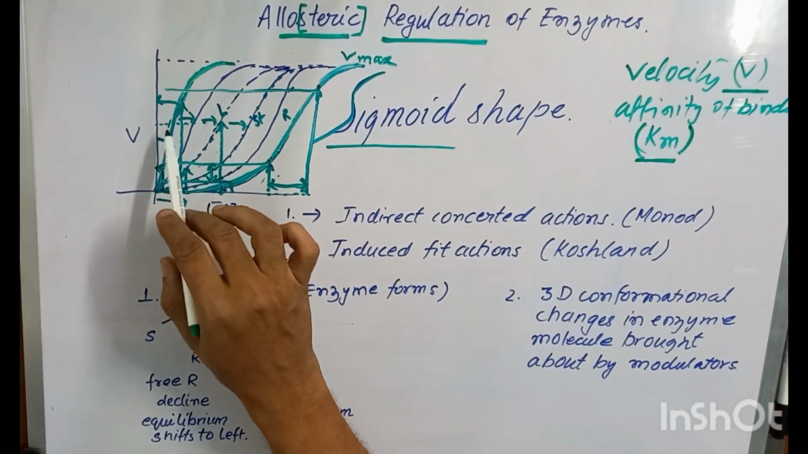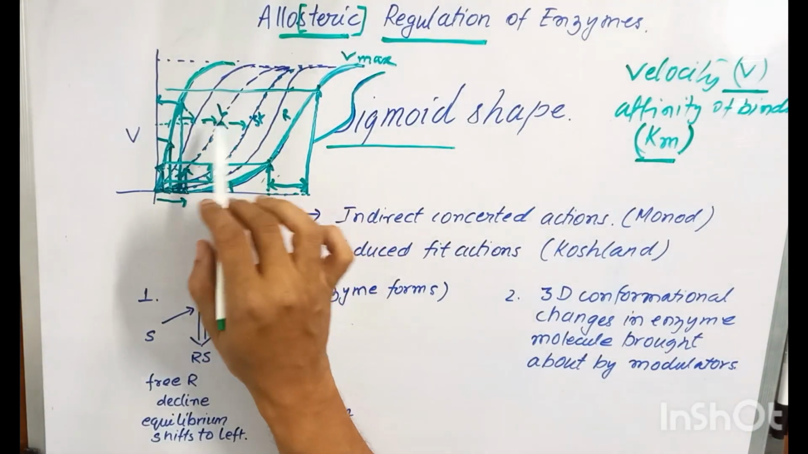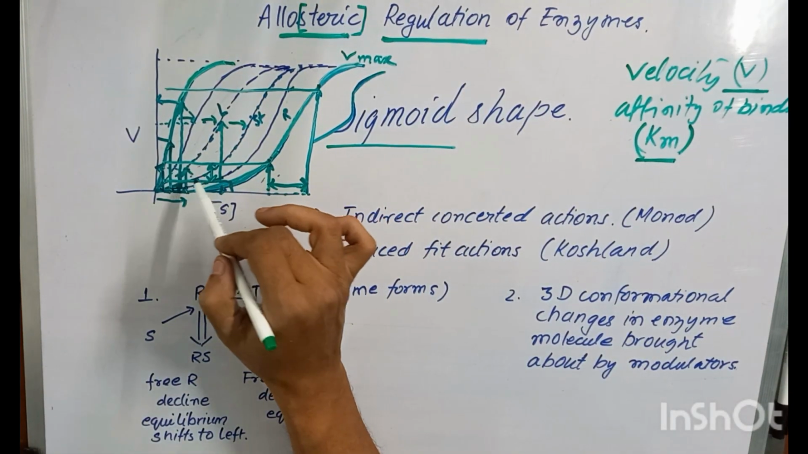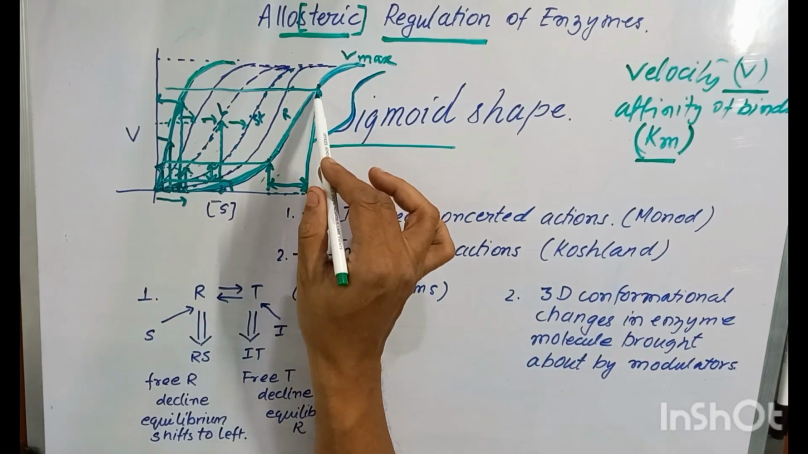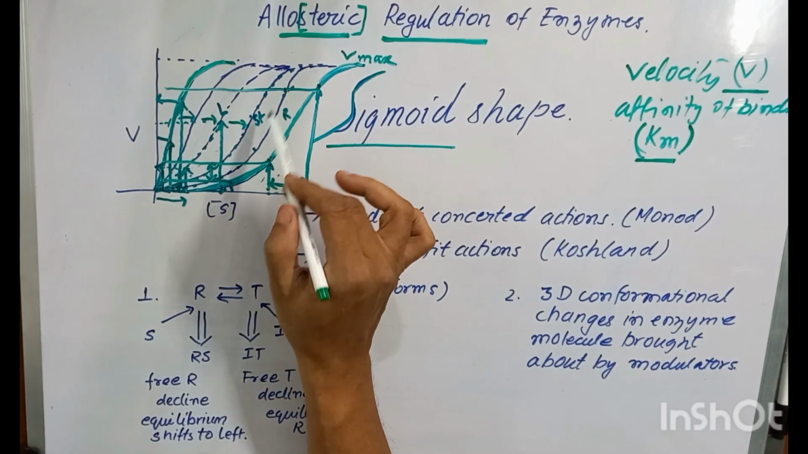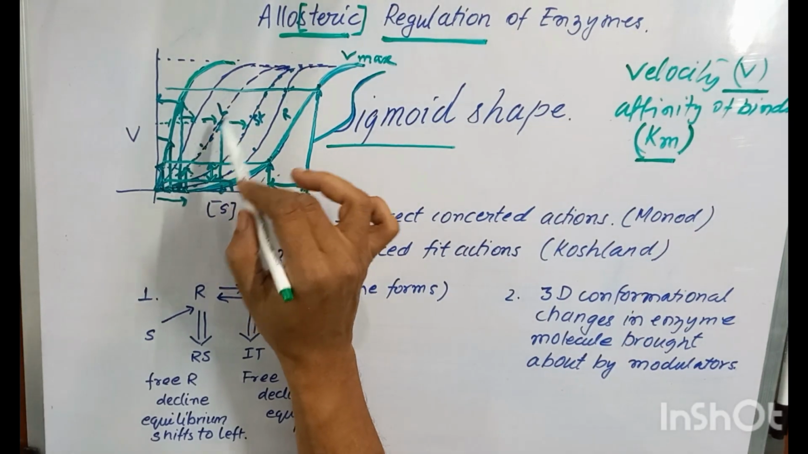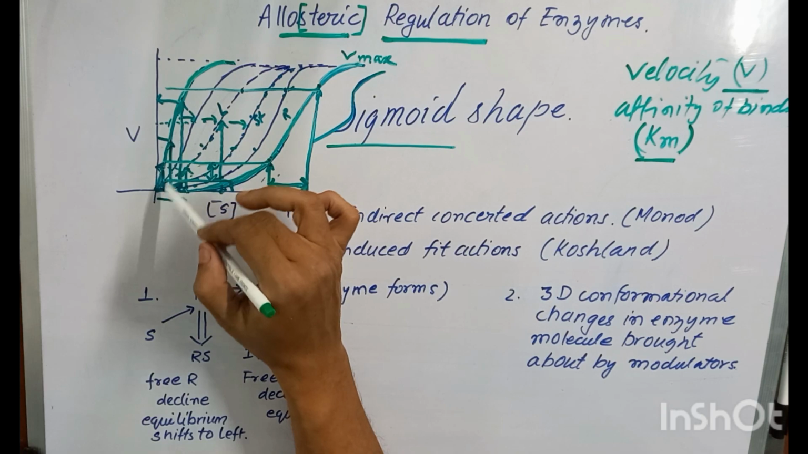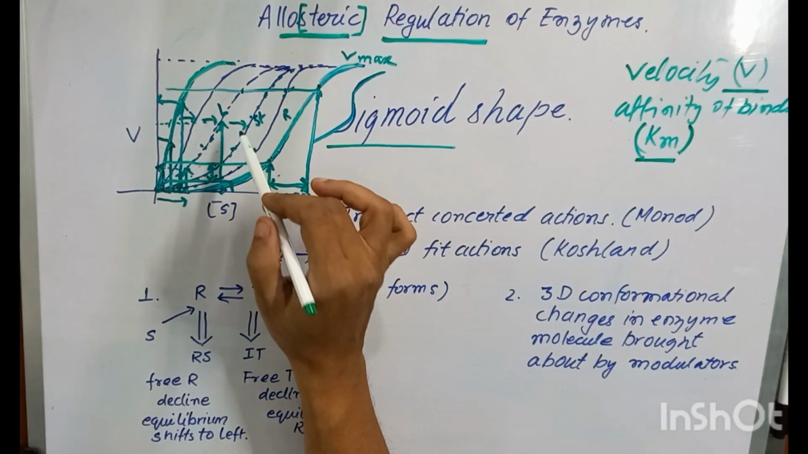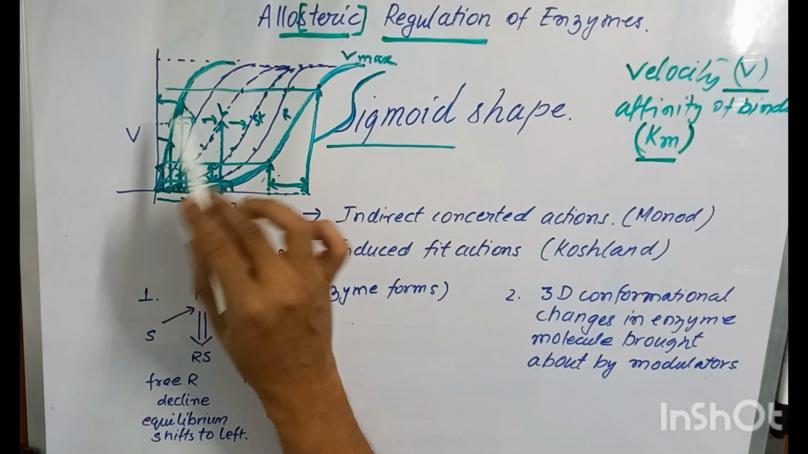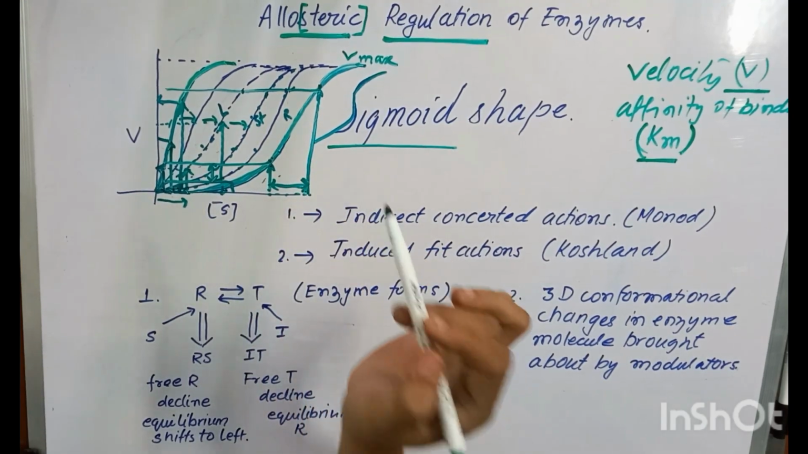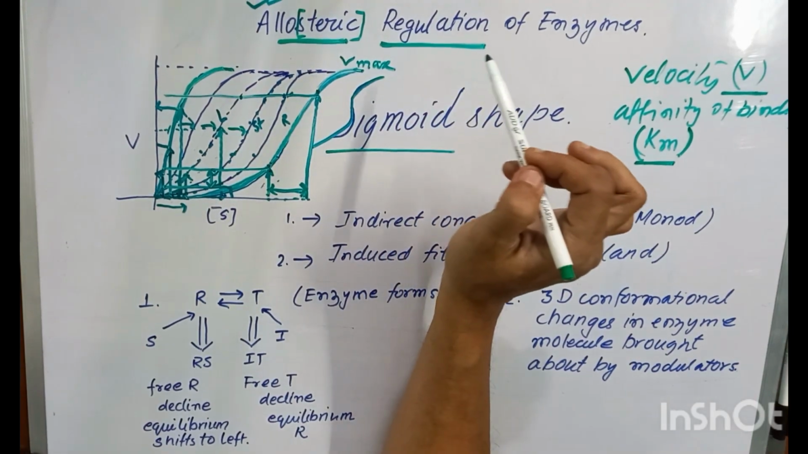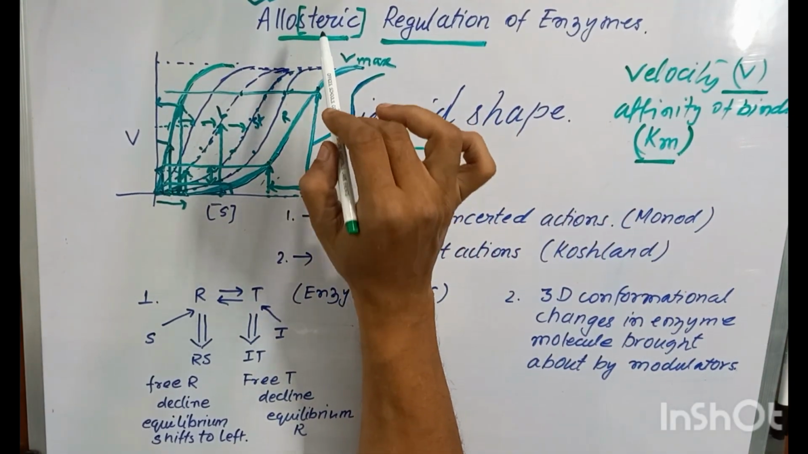But if we compare the curves to the left, we see that these climbing portions are reached at much lower substrate concentrations. Here it is absolutely hyperbolic, and here it is the sigmoid shape. So this is the change as we shift away from the hyperbolic Michaelis-Menten curve to allosteric regulation.